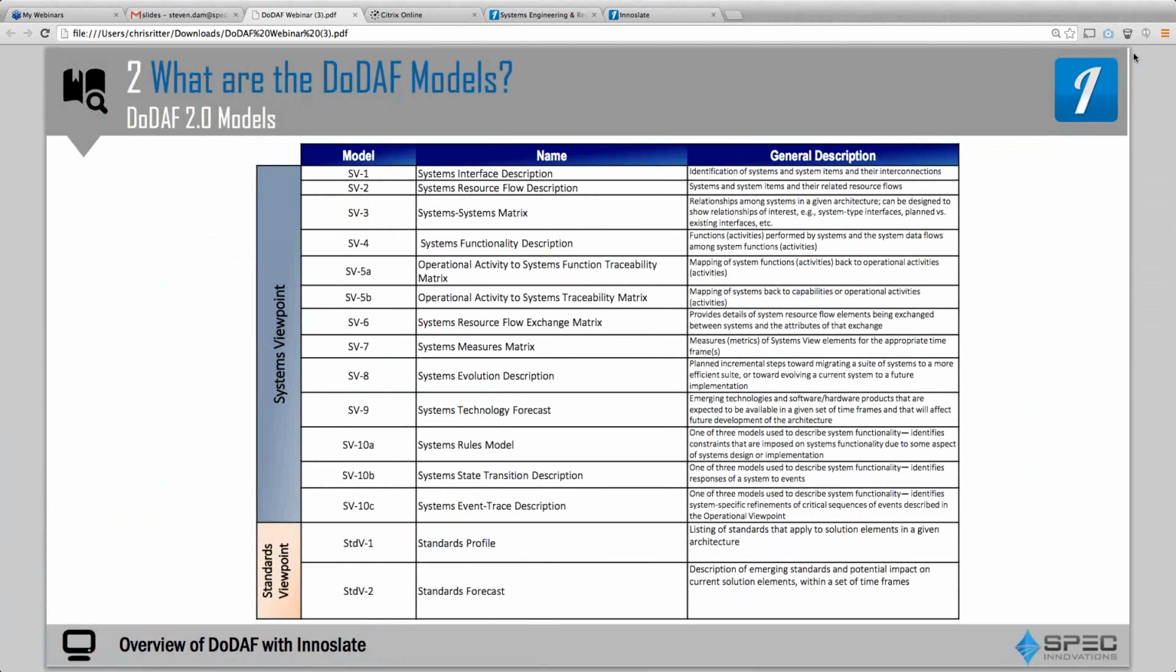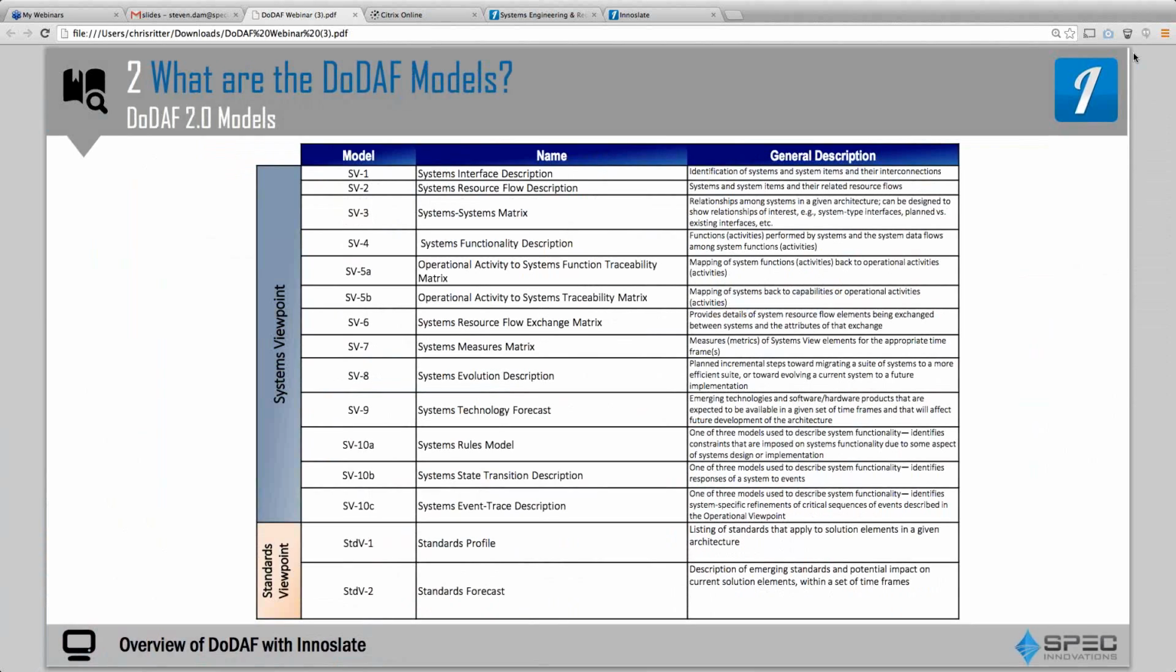Finally, last but definitely not least, it's the standards profile and the standards forecast. Those used to be called the TVs. You may still see that in some of the documentation that's out there. Those used to be called the technical views or technical standards views. They've made it STDVs instead. But those are identical to the previous version.